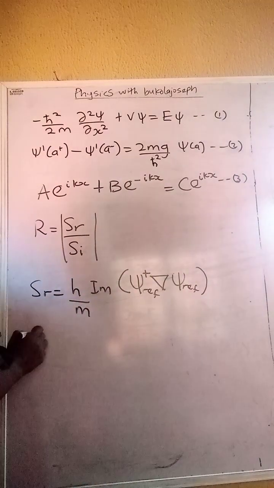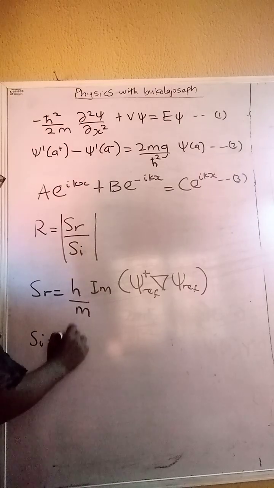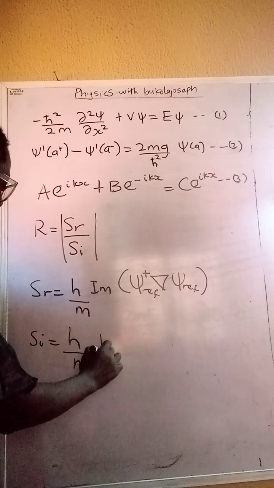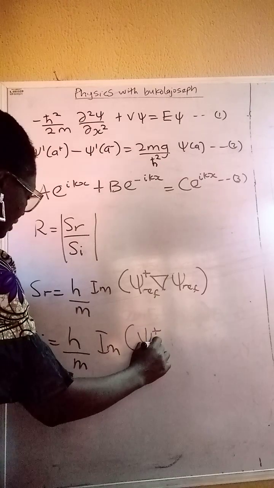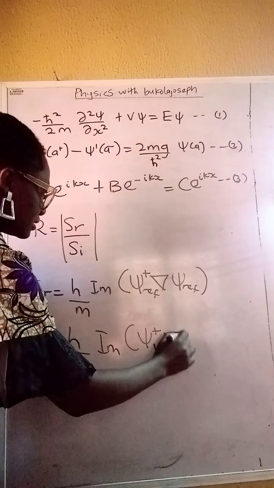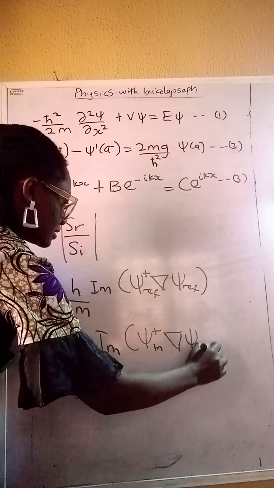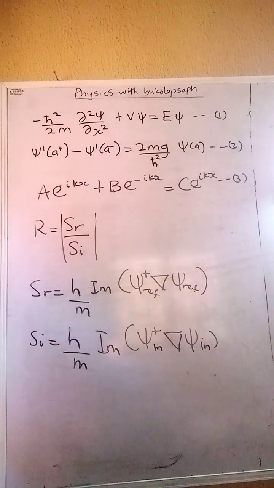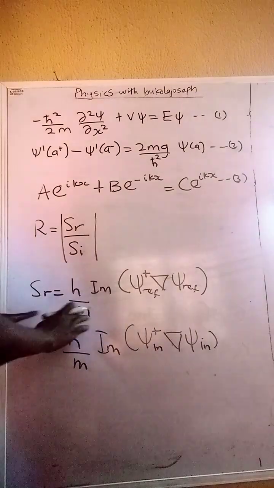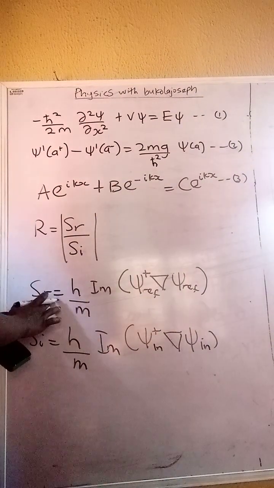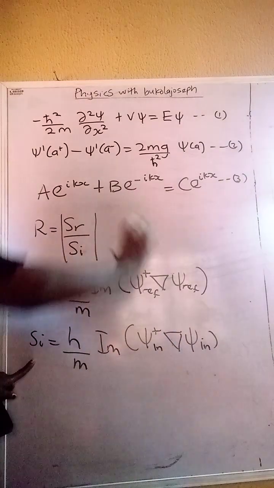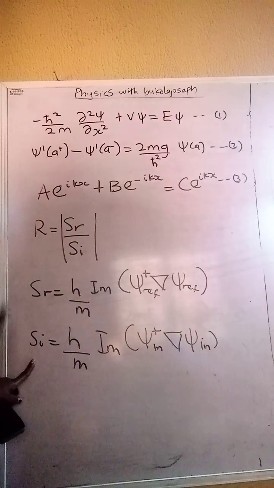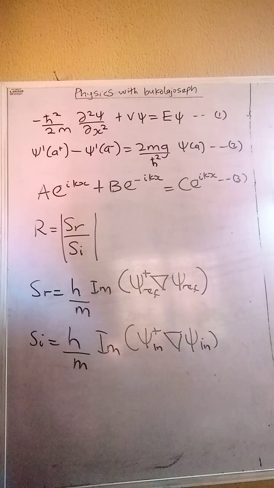Let's find S_I. S_I is the same formula: h over m, Im of psi dagger incident, d psi incident over dx. So we are going to break down this formula to find S_R, break down this formula to find S_I, and then put them here to find R. Now let's do this. Let's start with the first one.